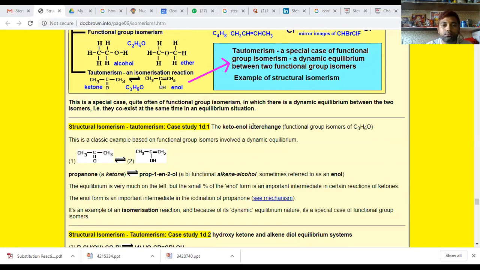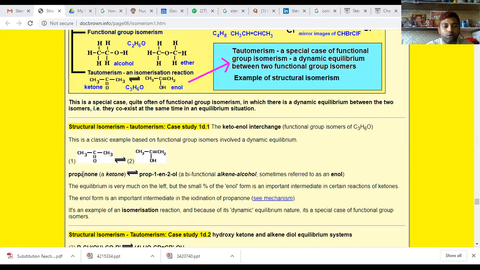See here. Tautomers, the keto-enol interchange. It is a functional group isomer of C3H6O, but it exists in equilibrium. These two molecules exist in equilibrium. This is a classic example based on functional group isomers involving a dynamic equilibrium. So this ketone is in equilibrium with the enolic form.